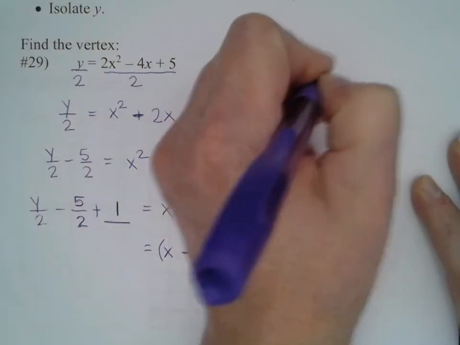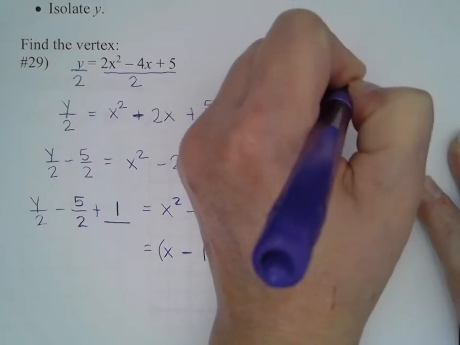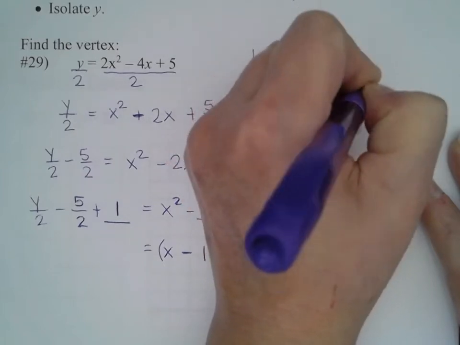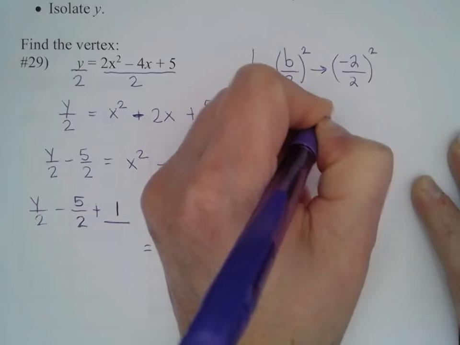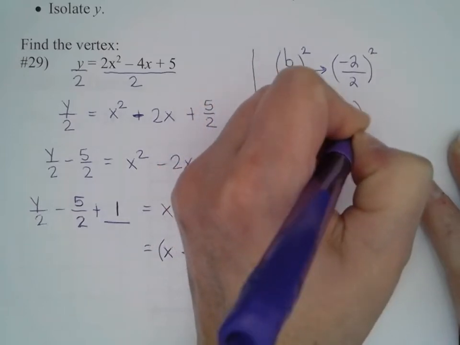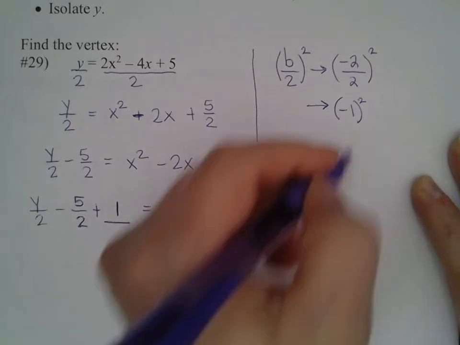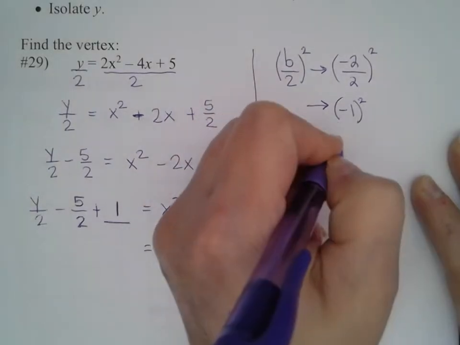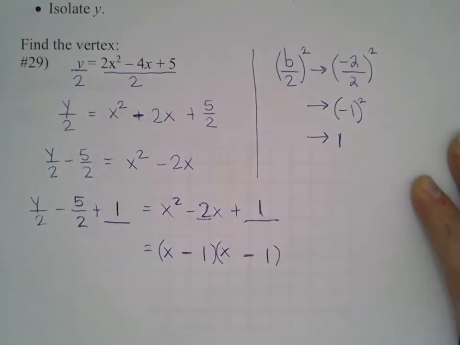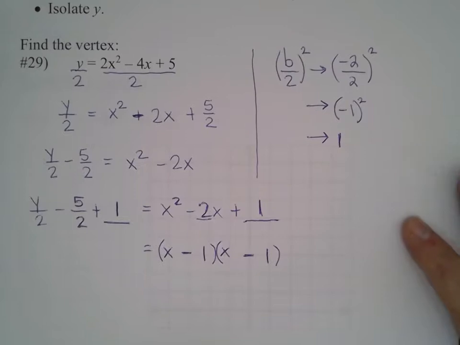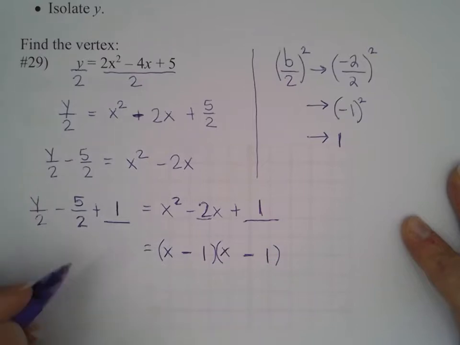Okay, so -2 divided by 2 squared, this would be -1 squared. That's always going to be the number I have in my parentheses here before I square it. And so I get the same 1 that I would like to add to both sides. Okay, so that's the big step. That's the completing the square part.